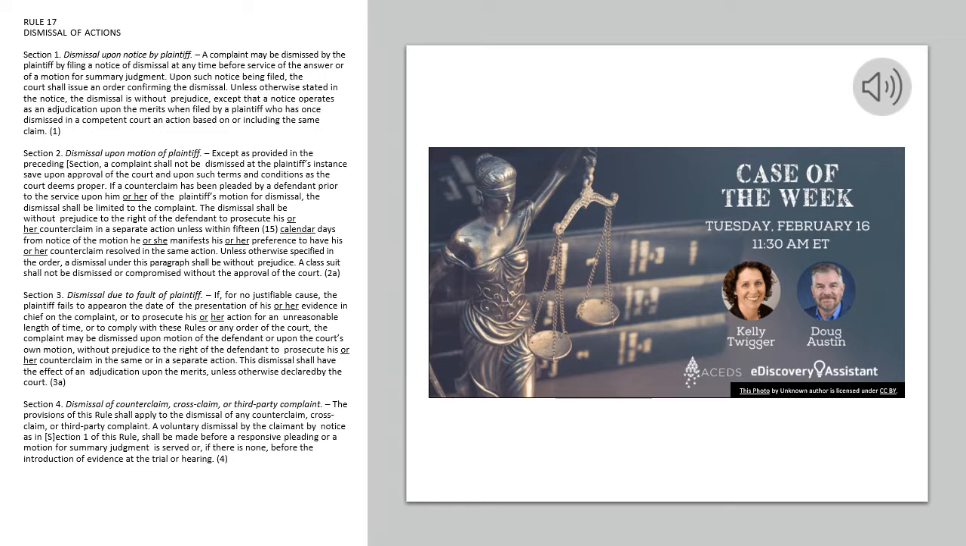The dismissal shall be without prejudice to the right of the defendant to prosecute his or her counterclaim in a separate action unless within 15 calendar days from notice of the motion he or she manifests his or her preference to have his or her counterclaim resolved in the same action. Unless otherwise specified in the order, a dismissal under this paragraph shall be without prejudice. A class suit shall not be dismissed or compromised without the approval of the court.